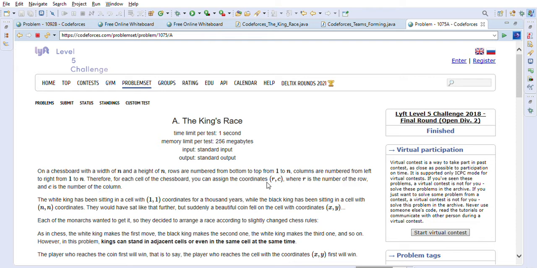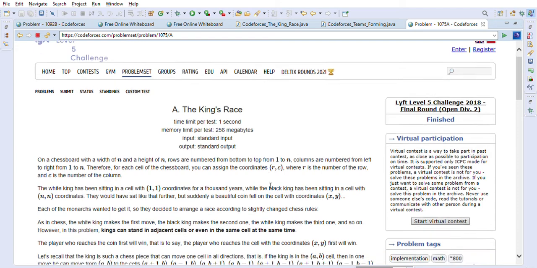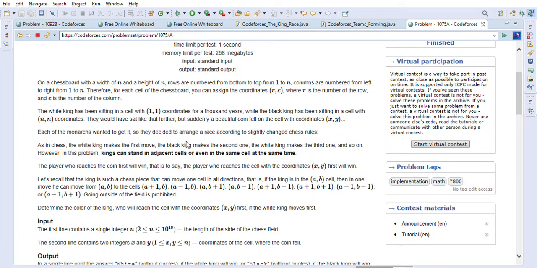So let's look into the problem statement first, and then we will look into the examples and Java solution for the King's Race problem. On a chessboard with width of n and height of n, rows are numbered from bottom to top from 1 to n. Columns are numbered from left to right from 1 to n. So it is like an n by n grid basically, right? So therefore, for each cell of the chessboard, you can assign coordinates R C, where R is number of row and C is number of column.